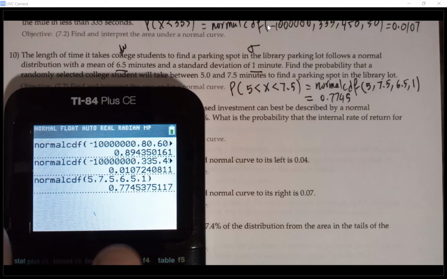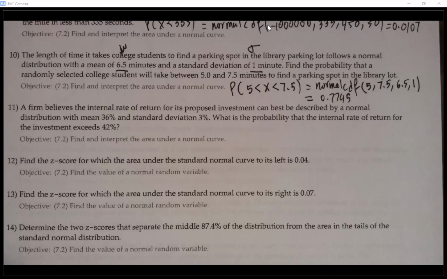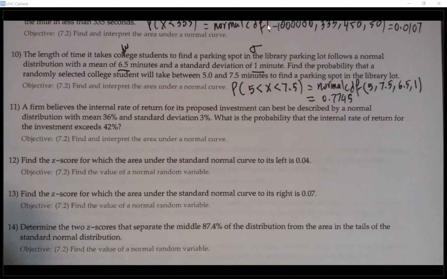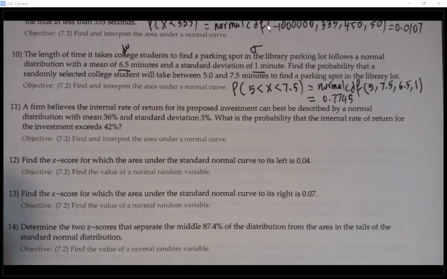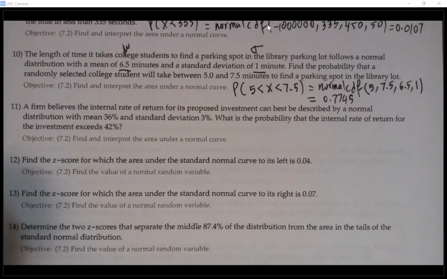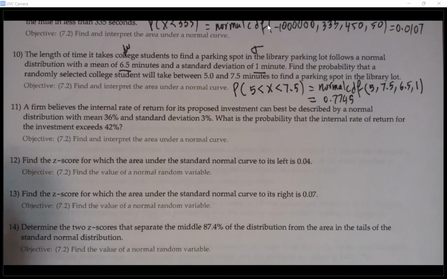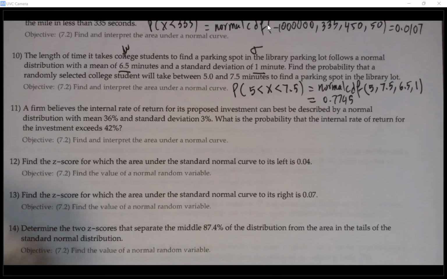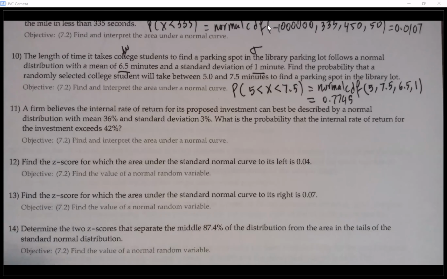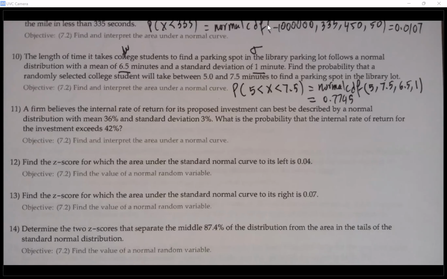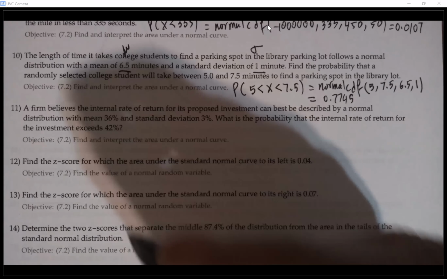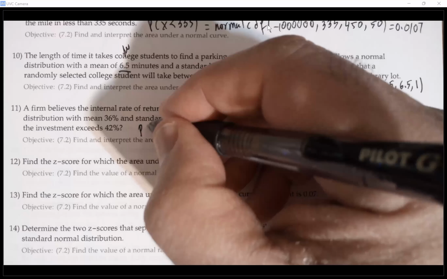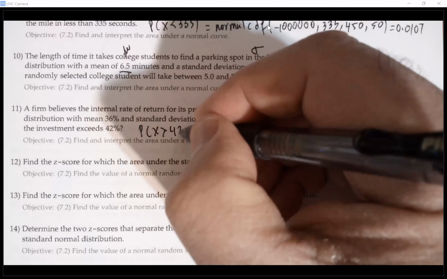Next question. Number 11, a firm believes that the internal rate of return for its proposed investment can be best described by a normal distribution with a mean of 36% and a standard deviation of 3%. What's the probability that the internal rate of return for the investment exceeds 42%? Exceeds 42% means the probability of X more than 42%.